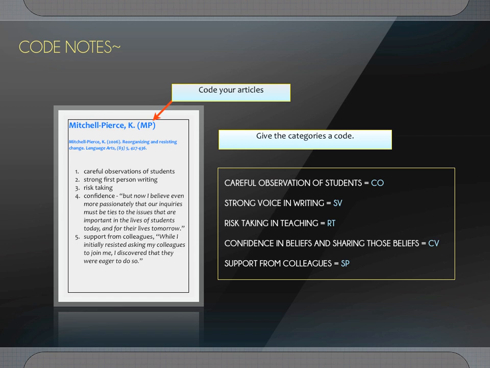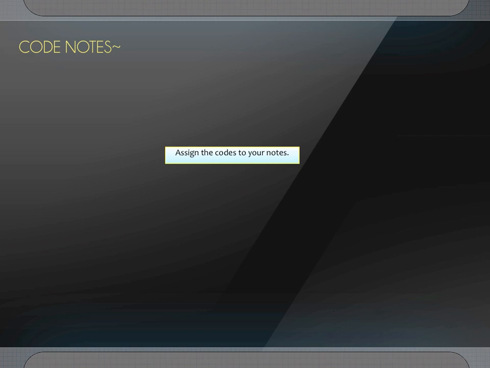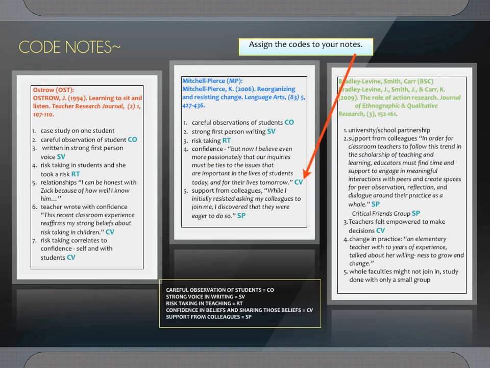Then the actual coding part. Give each category a code, an abbreviation. Sometimes I have used color dots, highlighters in the past, whatever you want to use, just as long as you create a marking for each category that you've created. Then you want to assign the codes to your notes. You'll notice that some of my notes don't have a code. That's because they didn't fall into any of the categories. Don't force your notes to be in a category if they don't.